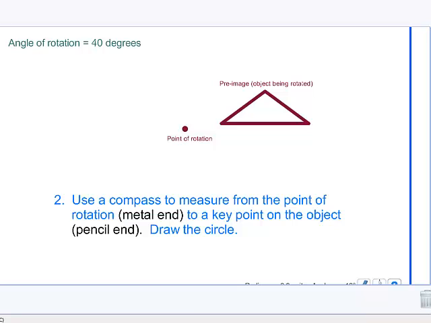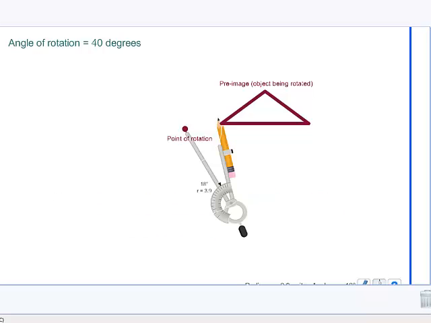Step two is where you actually want to use the compass. Now, I know there's infinite points on the triangle. There's a point here, here, here, here, here. Oops, here, here. There's points all over this triangle. We're going to focus on the three key points, the vertices. Because if we can get those three transformed, we can connect them and get our entire triangle transformed. So we're going to take our compass and use it to draw circles through each of the three vertices on the triangle. Metal tip on the point of rotation, other end going through one of the vertices.